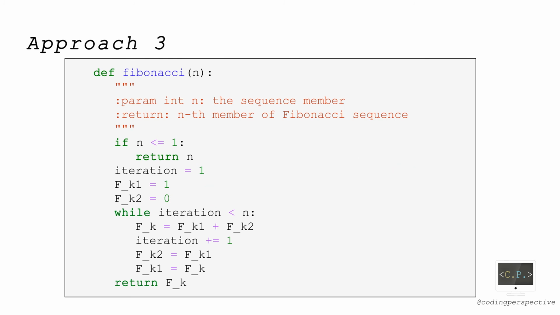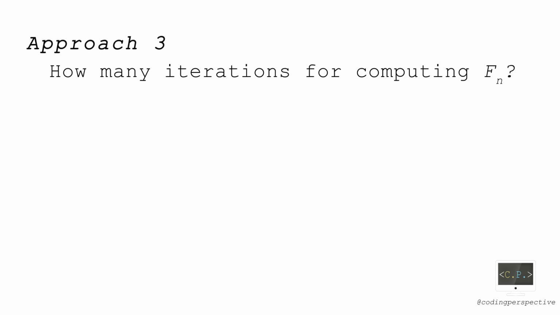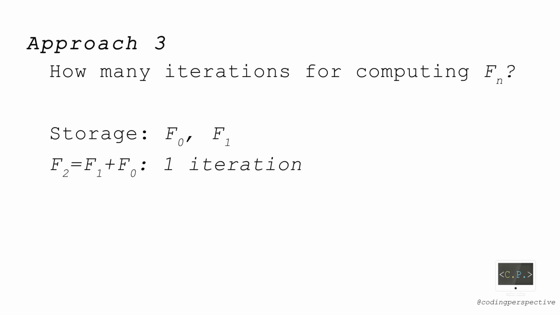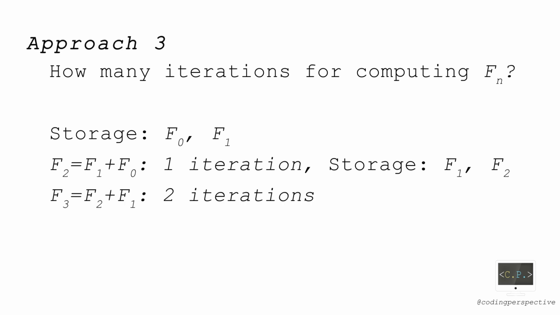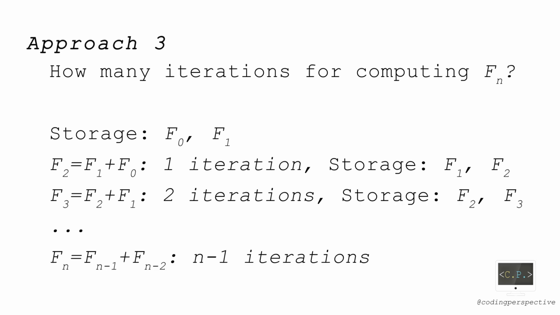First, notice that the memory usage is almost 0 as we store only 2 values. Then, let's find out how many iterations we need to compute fn. Since we start with f0 and f1, we just need 1 iteration to compute f2. After computing f2, we now store f1 and f2 so that with 1 more iteration, we can obtain f3. Following similarly, notice that n-1 iterations is enough to compute fn. Thus, this algorithm takes order of n time to compute fn.